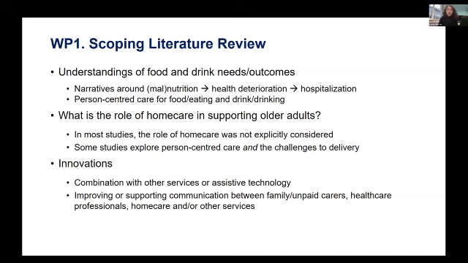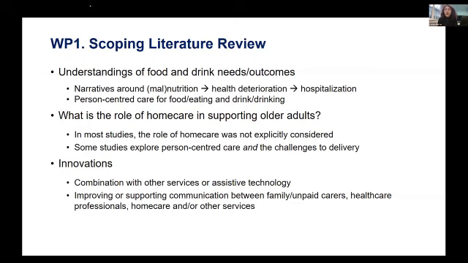And finally, innovation. Most of the studies that we looked at were trying either to evaluate or discuss the possibility of innovative interventions, ways of supporting these needs, with the awareness that this is a complex topic. Some studies look at the combination of different types of services and technology. And there was also a focus on multidisciplinary work. So how different healthcare professionals, care workers, home care workers, dietitians, GPs, as well as family and unpaid carers, can work together to improve the food and drink needs and the support for people.